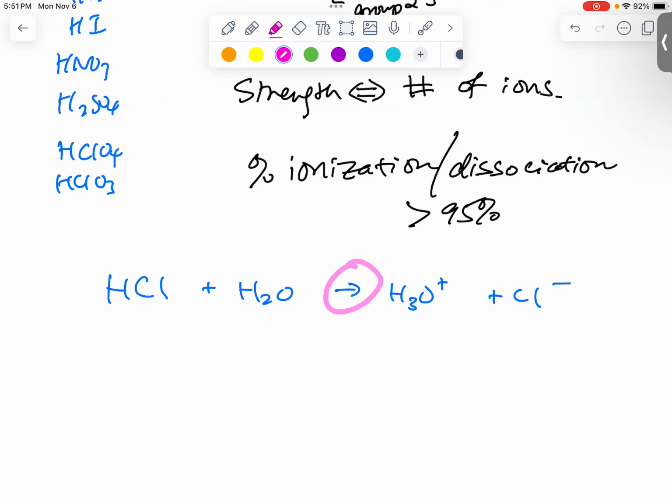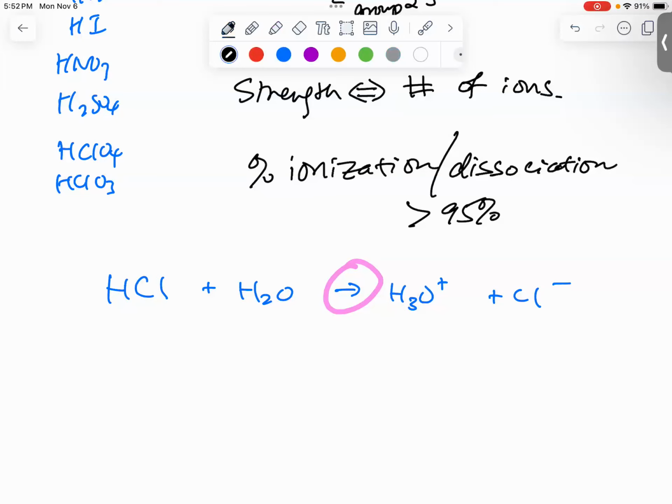Next semester, when we talk about weak acids and weak bases, it will not be a single-headed arrow. It will be a double-headed arrow. Okay? So this is ionization because HCl was a covalent compound, and because of the interaction with water, they become ions.